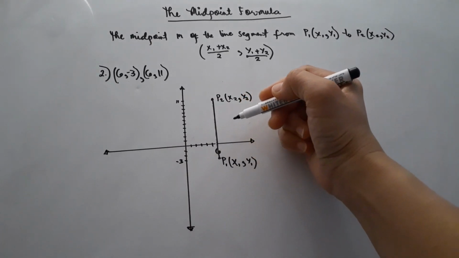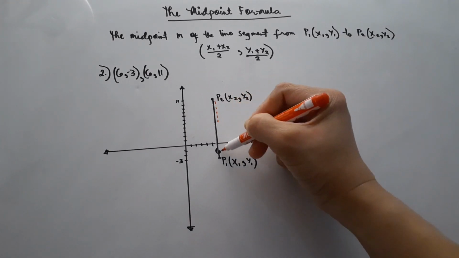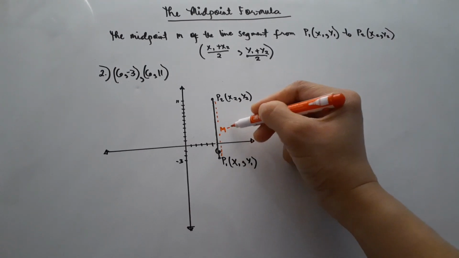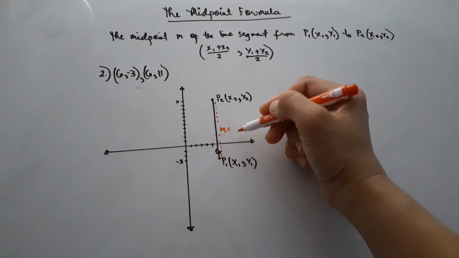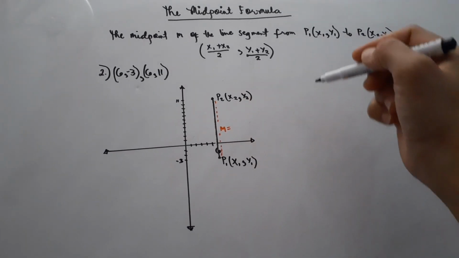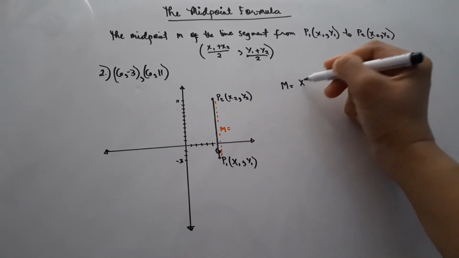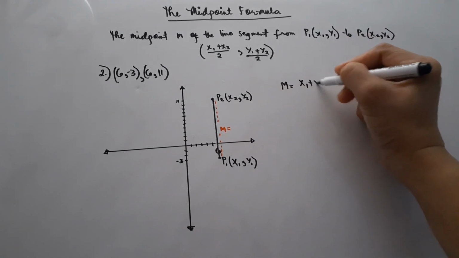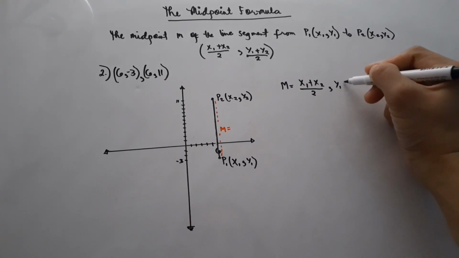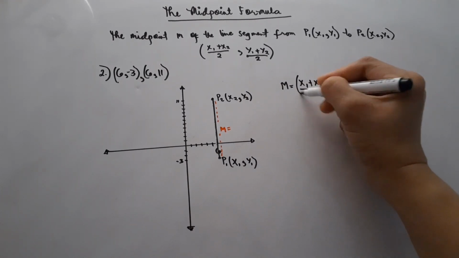So let's see, our midpoint here is m, which is x and y. So to find the midpoint of these vertices, we have the formula of the midpoint. We have x sub 1 added to x sub 2 divided by 2, and y sub 1 added to y sub 2 divided by 2.